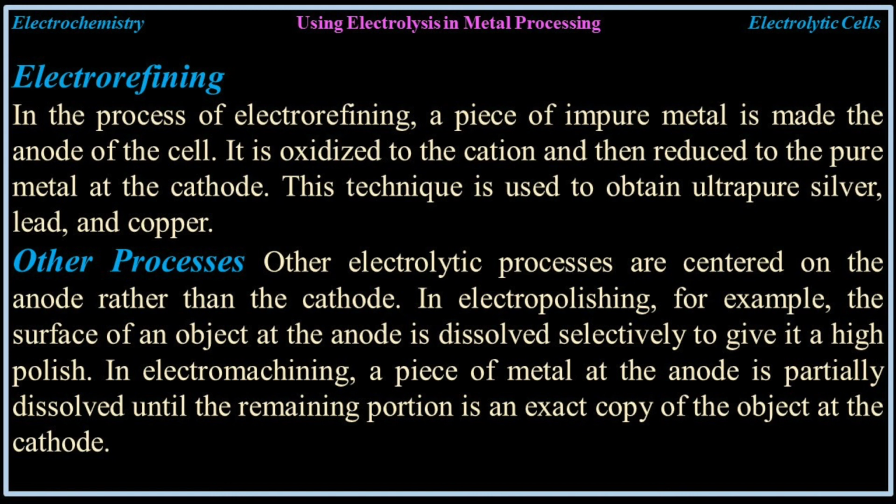Other processes. Other electrolytic processes are centered on the anode rather than the cathode. In electropolishing, for example, the surface of an object at the anode is dissolved selectively to give it a high polish. In electromachining, a piece of metal at the anode is partially dissolved until the remaining portion is an exact copy of the object at the cathode.